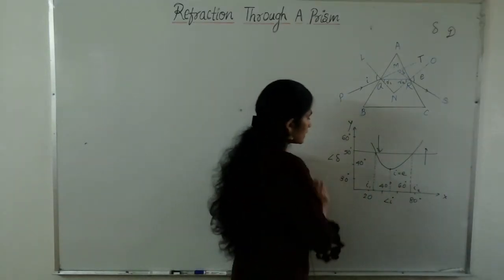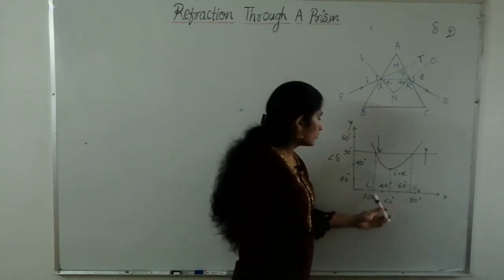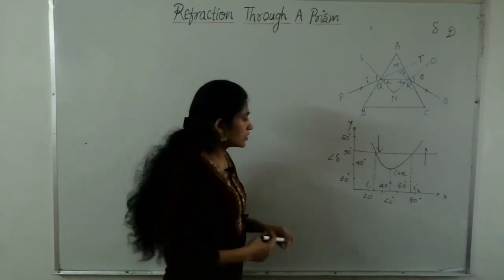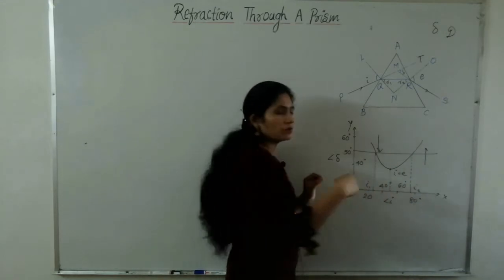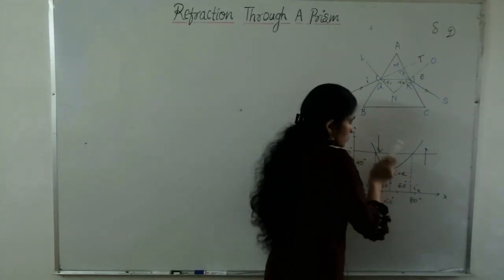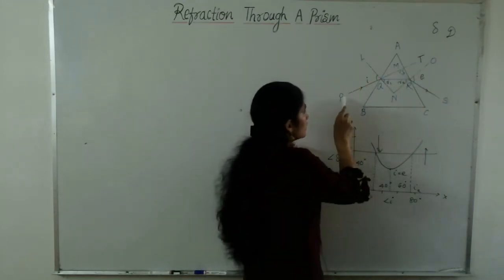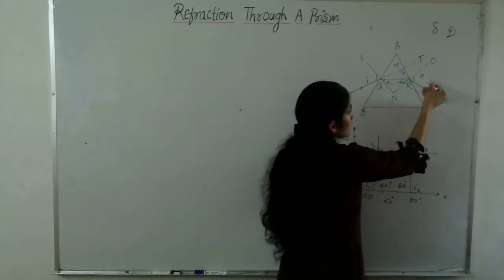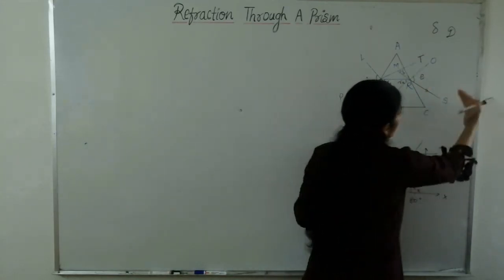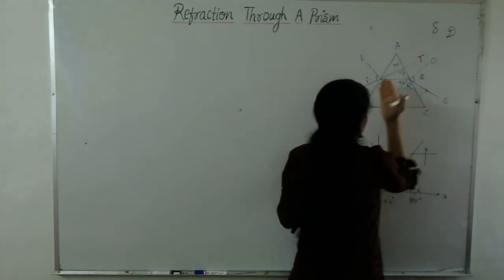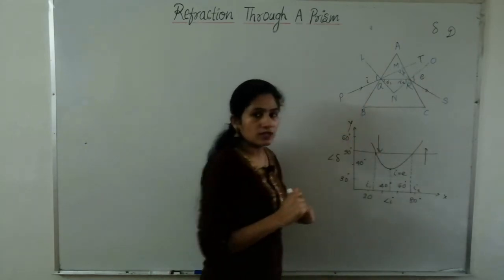So for a given value of delta, there are two values of angle of incidence. One would be the angle of incidence and the other would be the angle of emergence. It means that the values of angle of incidence and angle of emergence can be interchanged. This is due to the fact that the path of light can be traced back. If this is the incident ray, then this is the emergent ray. But if the ray of light is incident along this direction, then this would be our emergent ray, and the angle of deviation remains the same.